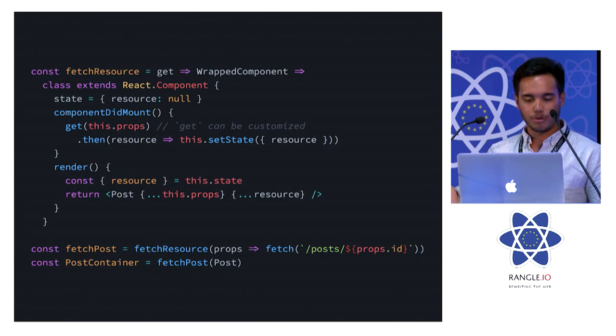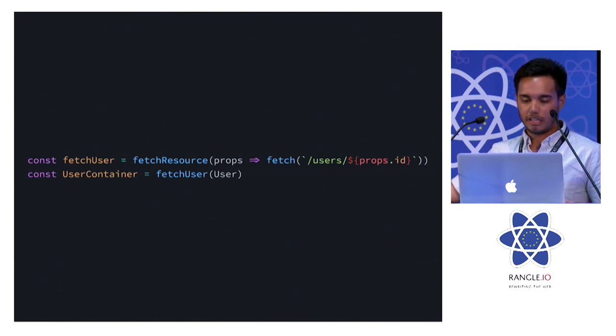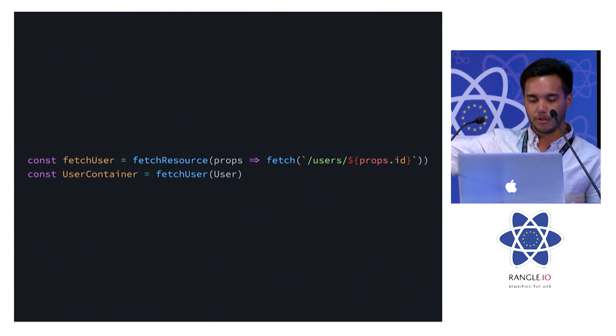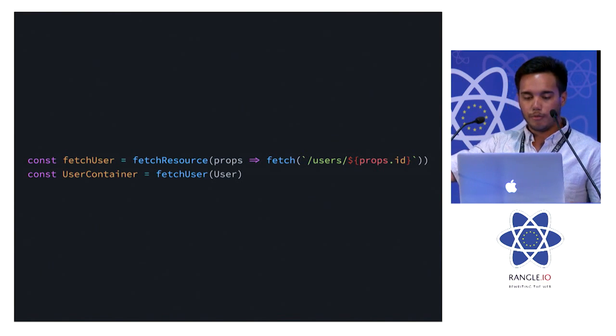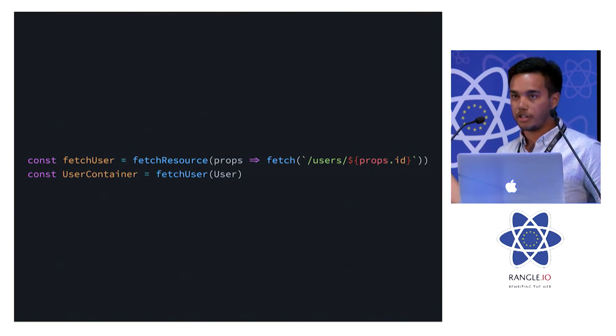I just realized I didn't describe what this does. It just fetches a resource and then passes it to the wrapped component, right? And now we can customize it for any kind of resource. So here's the same higher order component, fetch resource, which we're using to create a new higher order component called fetch user. And we don't have to rewrite an entirely new container component. We can just reuse almost all of that logic except for this specific mechanism for fetching the resource, right?